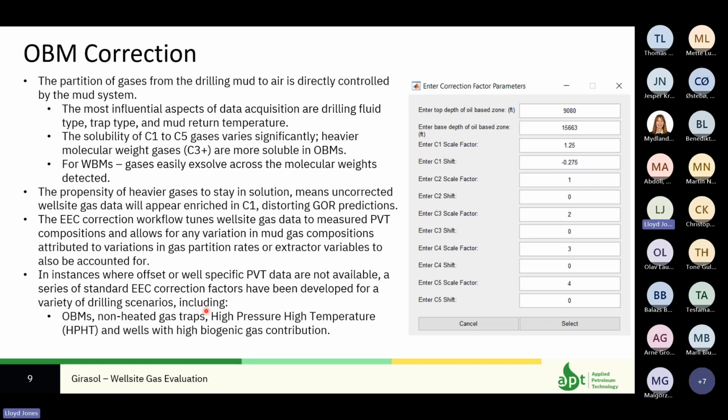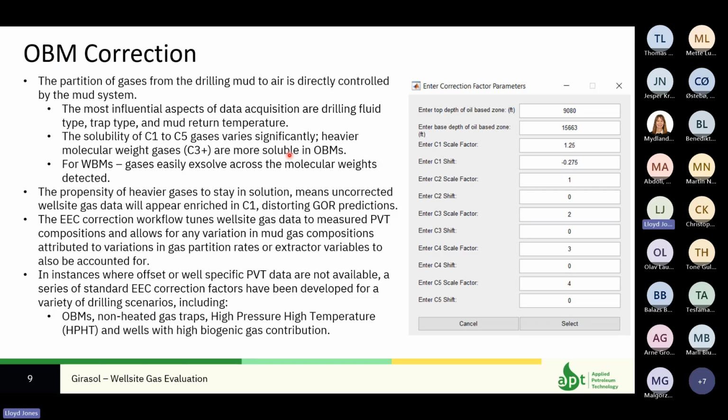And these 3 factors are really a massive control on the compositions of your gases that are coming out of hole. So the solubility of your C1 to C5 gases vary significantly. So C1, so methane, will readily exsolve from the mud and partition into air quite easily. But the heavier molecular weight gases, so your propanes plus, are more soluble in the oil-based mud, so they tend to stay in solution.